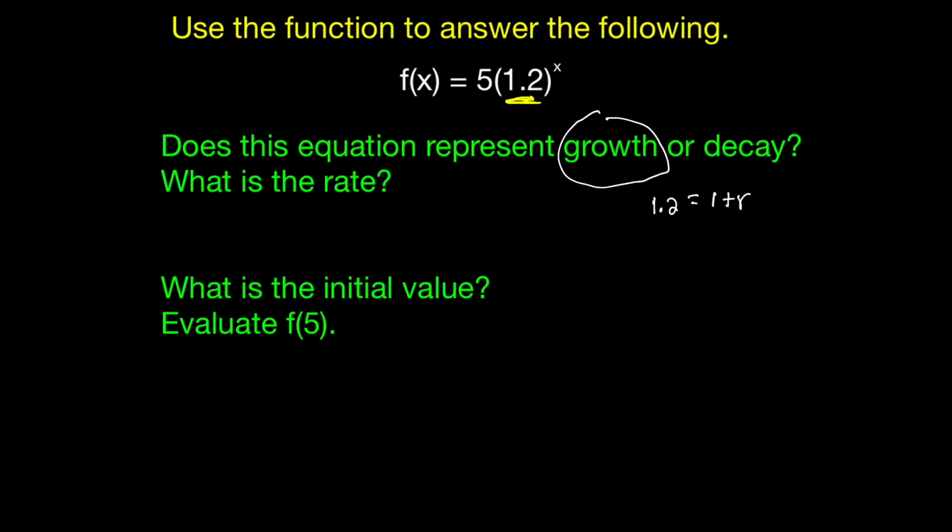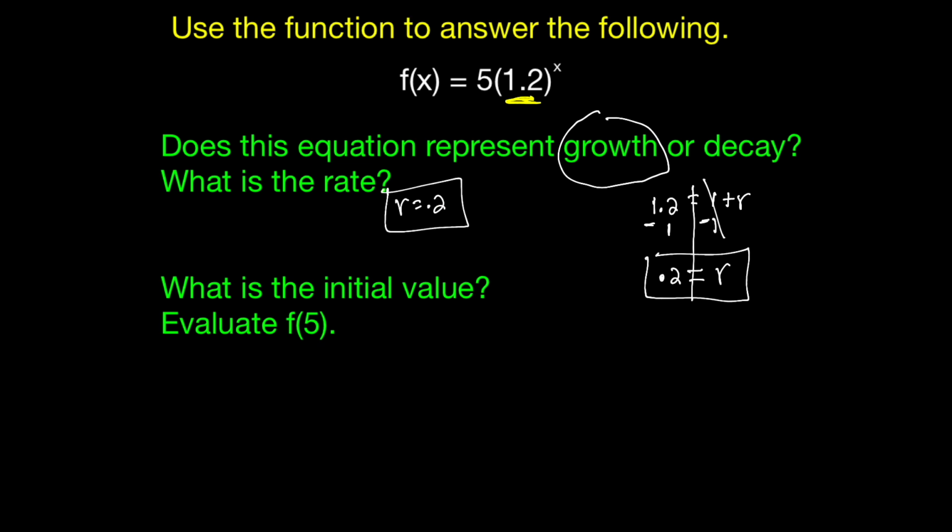Now here I can easily isolate r just by subtracting 1 from both sides. On the right hand side, I'm left with r. On the left, 1.2 minus 1 is just going to give me 0.2. So my rate is 0.2. As for my initial value, well, my initial value is going to be the number or the quantity that's in front of the exponential part. So in this case, that's going to be this 5.